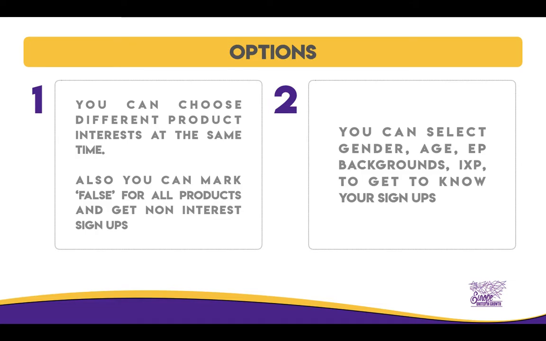So you can choose different product interests. As you saw, you can put interest in GE and mark true, or interest in GT, or these kinds of things. But you can also put all the product interests and mark false. So you have the non-interest signups, like non-product interest signups. And then you can also select gender, age, EP backgrounds, IXP, whatever you want to see in the columns. So you are not only seeing the number of signups, you can have the data more specific, let's say.